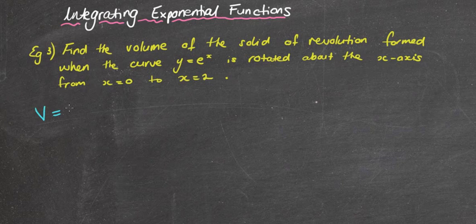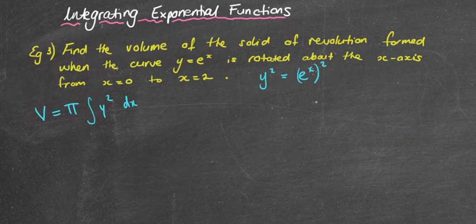So volume equals pi times the integral of y squared dx. So in this case, we've got y is equal to e to the power of x. So what we want is what y squared is equal to. Well, that means we're going to square e to the power of x.